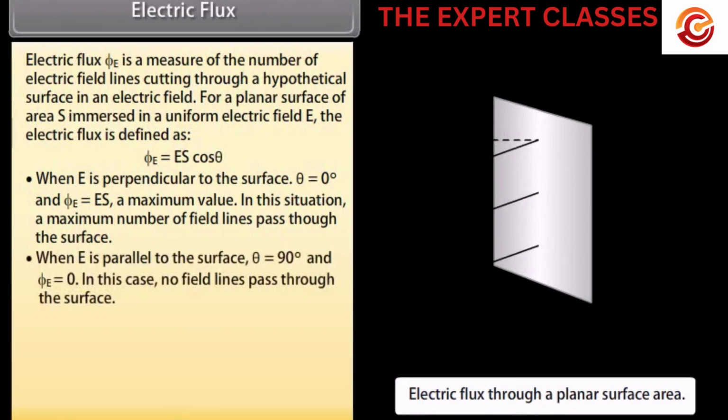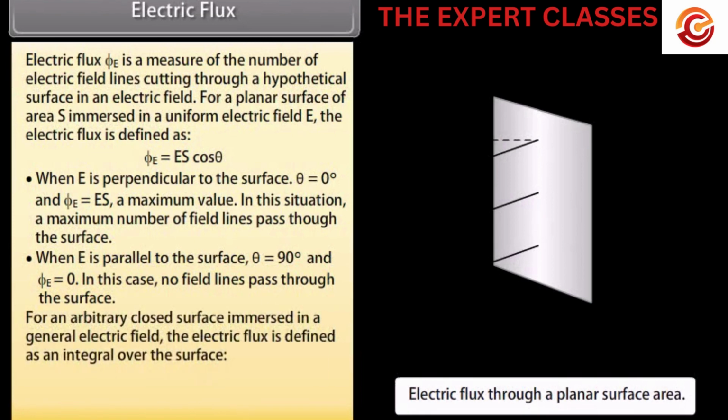When E is parallel to the surface, theta is equal to 90 degree and phi E is equal to 0. In this case, no field lines pass through the surface. For an arbitrary closed surface immersed in a general electric field, the electric flux is defined as an integral over the surface of E cos theta. The SI unit of electric flux is Newton meter square per Coulomb.